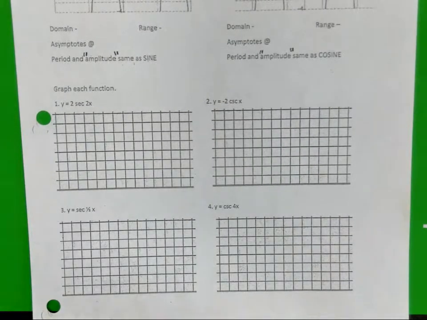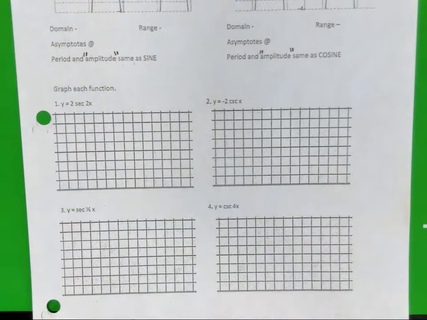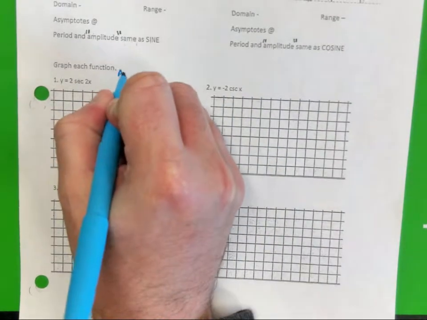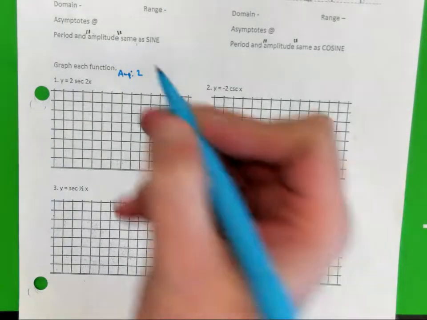All right. Number 1, y equals 2 secant 2x. We're just graphing these by amplitude and period. That's all we're doing on secant and cosecant. Amplitude and period are still found the same way that we did for sine and cosine. So what's our amplitude on number 1? Now, it's really not an amplitude here, but you still use that number to help graph. I'll show you what that means in a minute. If you still want to label that as amplitude, that's fine. Amplitude is 2.